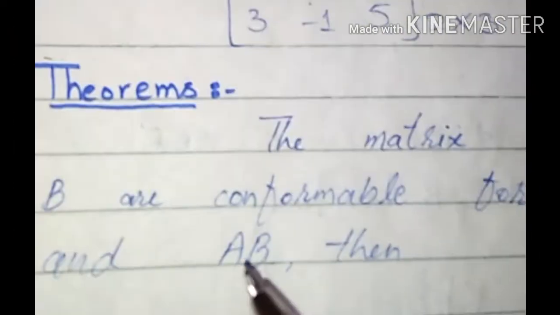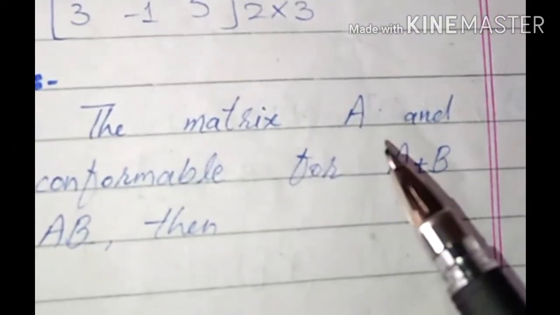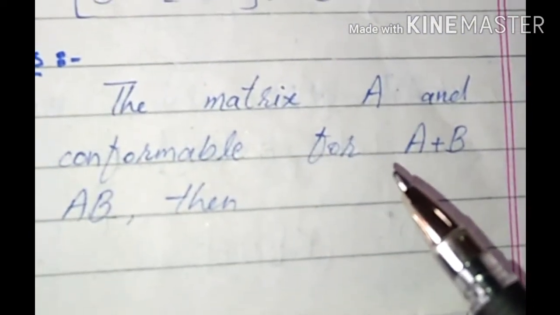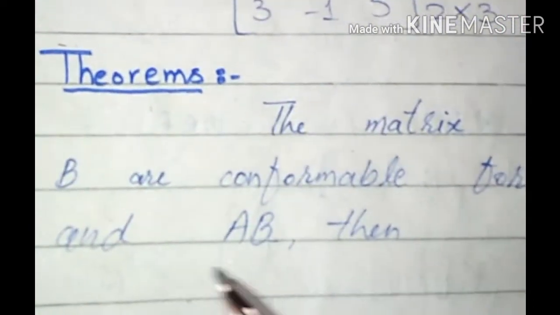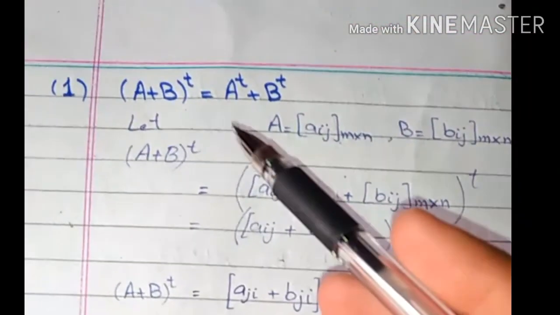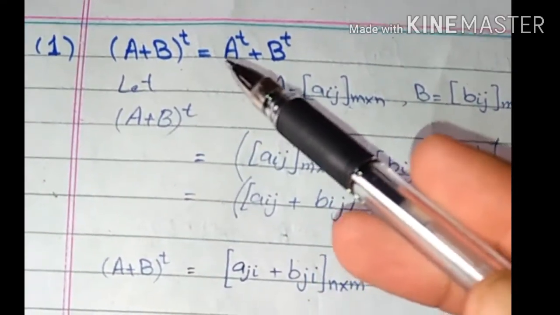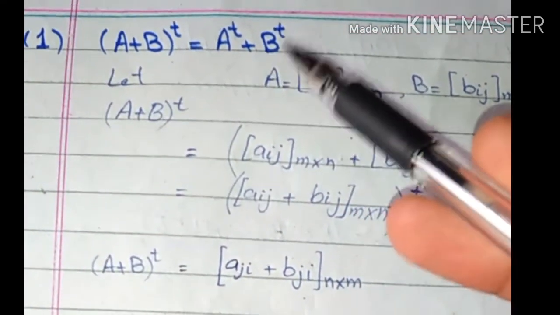So easily define the theorem: the matrices A and B are conformable for A plus B and AB. Then we can see the first theorem: (A plus B) whole transpose is equal to A transpose plus B transpose.